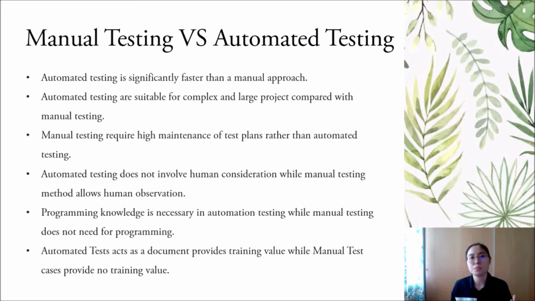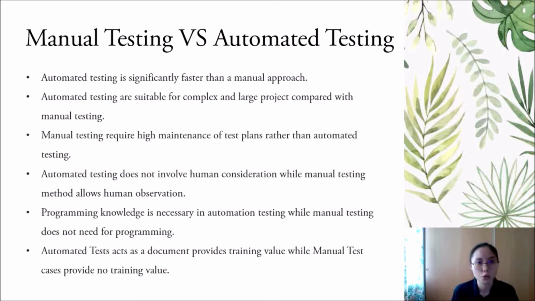Next, I will go for the difference between manual testing and automated testing. So in terms of processing time, automated testing is significantly faster than a manual approach because automated testing is executed by software tools, while manual testing is time-consuming and takes up human resources. In addition, automated testing is suitable for complex and large projects compared with manual testing. However, manual testing is suitable for small to medium scale projects, and manual testing also requires high maintenance of the test plan rather than automated testing.